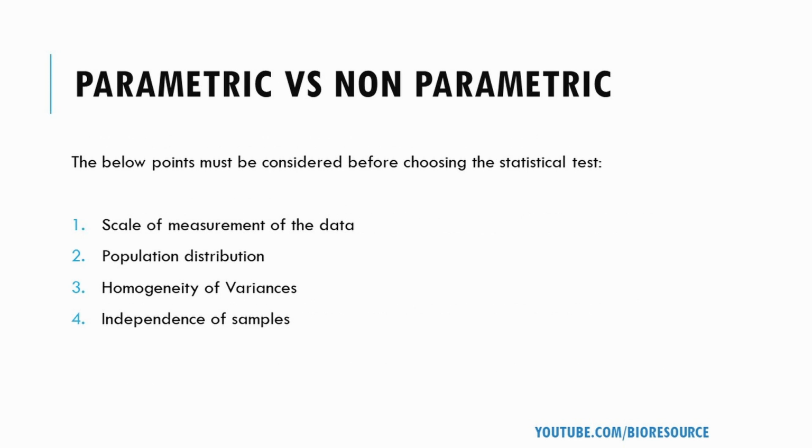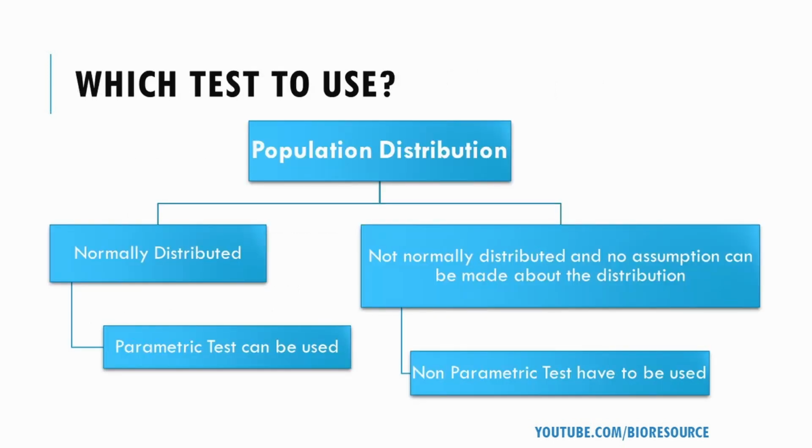So how do we choose a parametric or non-parametric test to analyze the data? We can consider the following points before choosing the statistical test. One is the scale of measurement of the data, then the population distribution, homogeneity of variance, and the independence of samples. Analyzing these points will give a hint towards which test is more suitable for the data analysis. Of course, there are advantages and disadvantages for both parametric and non-parametric tests.